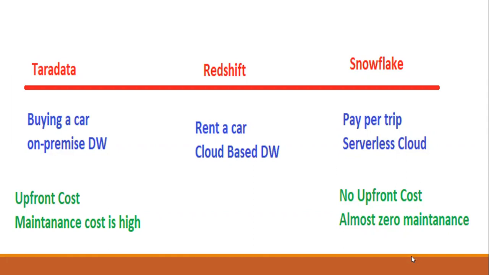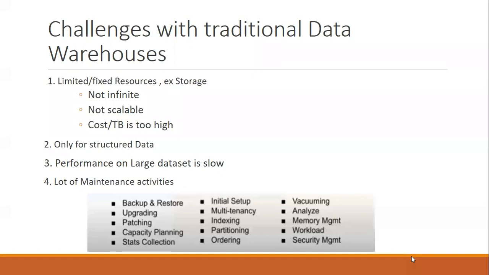Whatever I use, how much storage I use, I will pay for that. How much compute I use, I will pay for that. So that is the difference between these generations, basically: first, second, third, fourth and fifth. So Snowflake is, as of now, high in demand because of this pay-per-use option, and it's a serverless cloud. Right.